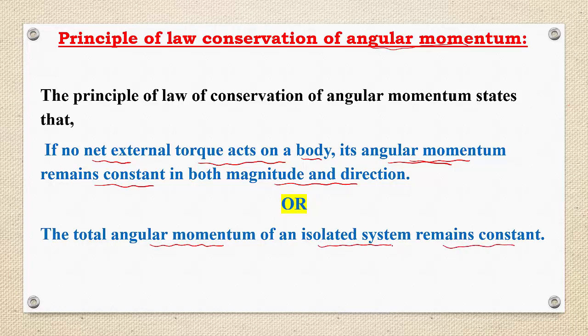Isolated system means the system which is not in contact with surroundings. Is it clear? Isolated system. So for this isolated system, angular momentum remains constant, just like the law of conservation of linear momentum. Either you can remember the first statement or you can remember the second statement, both are same. If torque is not applied, then angular momentum of the body remains constant. Or for an isolated system, angular momentum is always constant. This is the law of conservation of angular momentum principle, right?